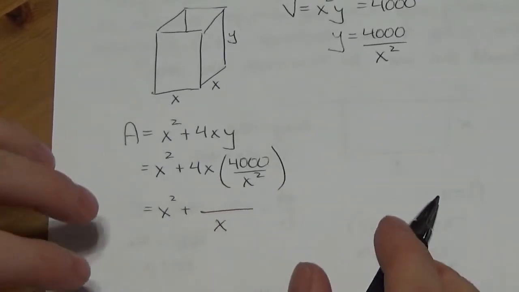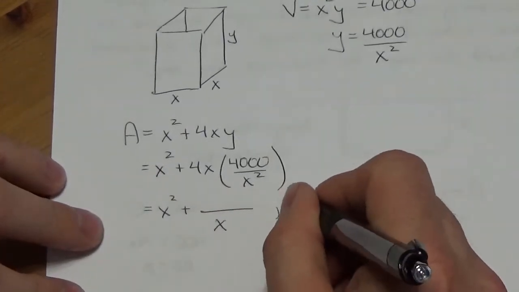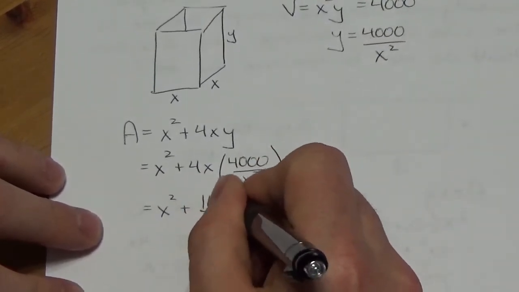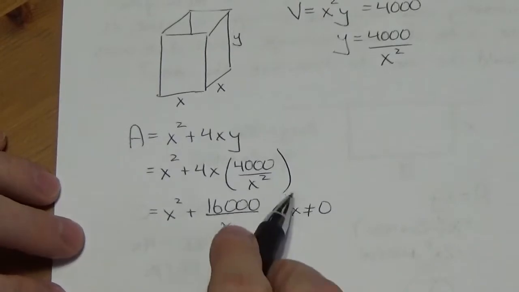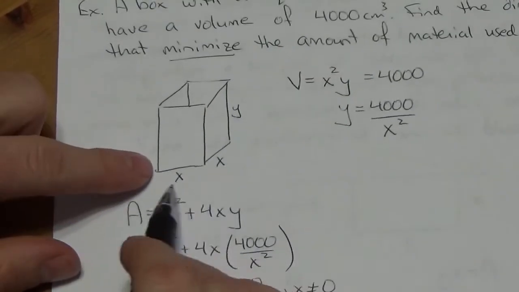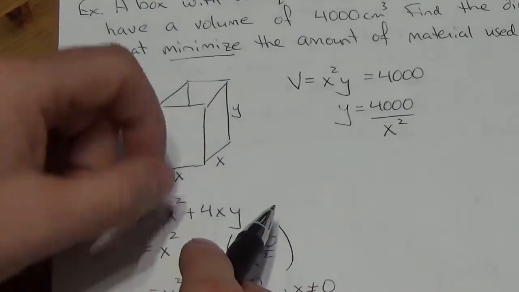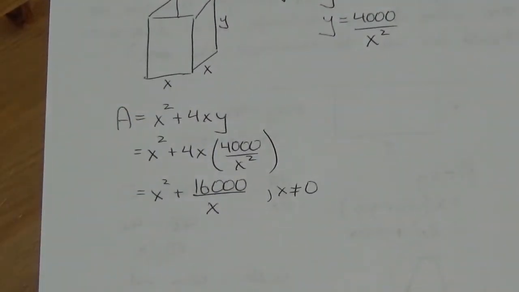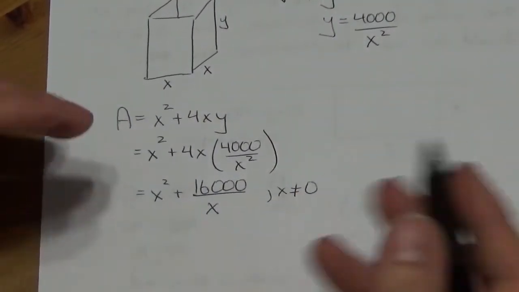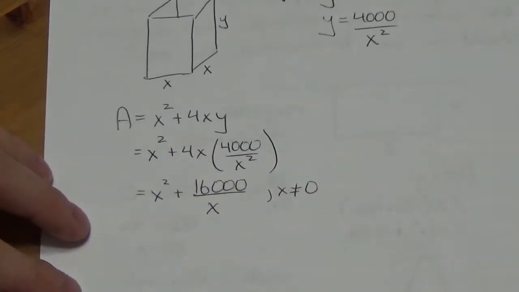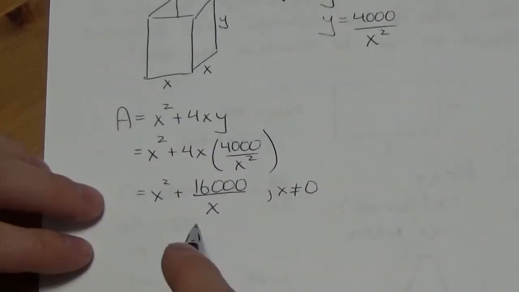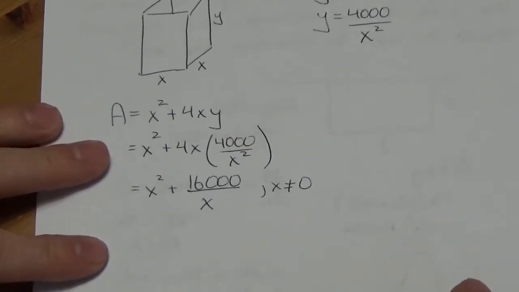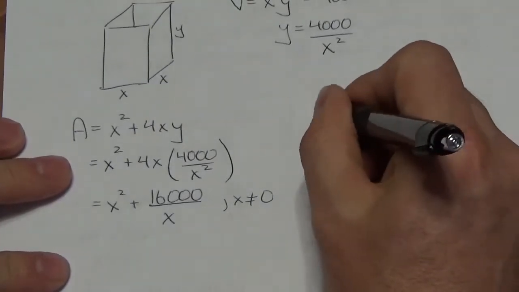Now that is true so long as x does not equal 0. But I think we can all agree that that's a pretty safe bet, because if x is 0, then all you've got is this straight line y there, and there's no volume. So that really doesn't make sense anyway. But that's what the algebra is telling me. And so I'm stuck with this right here, x squared plus 16,000 over x. Okay, good. Now I will take the derivative.